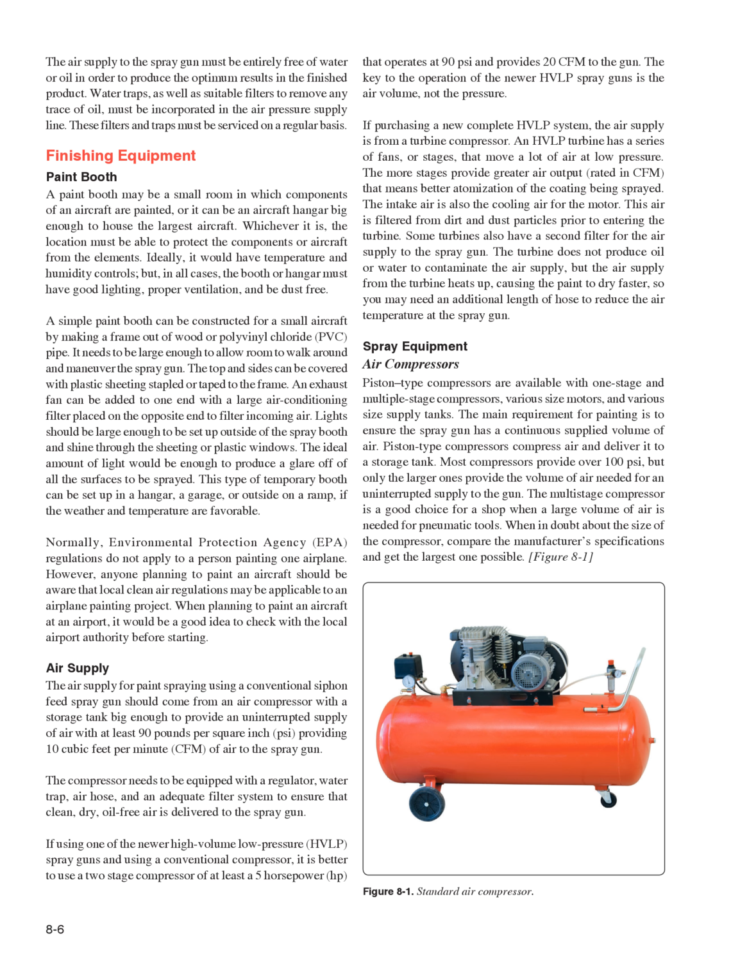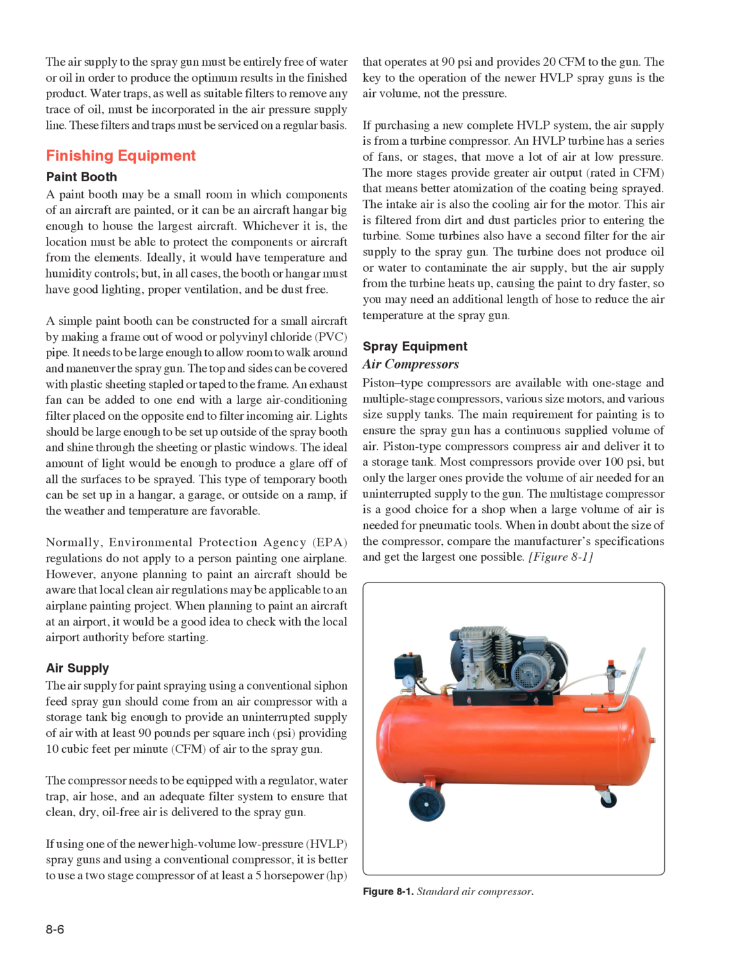If purchasing a new complete HVLP system, the air supply is from a turbine compressor. An HVLP turbine has a series of fans, or stages, that move a lot of air at low pressure. The more stages provide greater air output, rated in CFM, that means better atomization of the coating being sprayed. The intake air is also the cooling air for the motor. This air is filtered from dirt and dust particles prior to entering the turbine. Some turbines also have a second filter for the air supply to the spray gun.